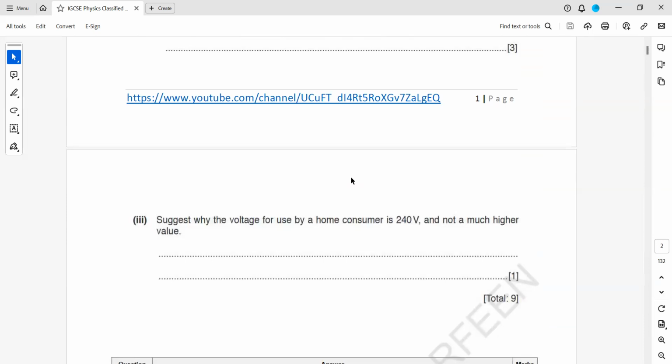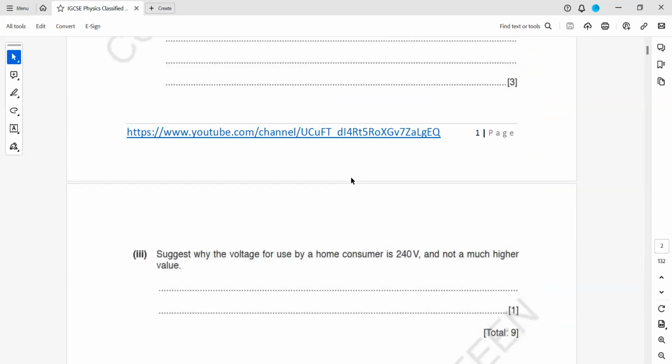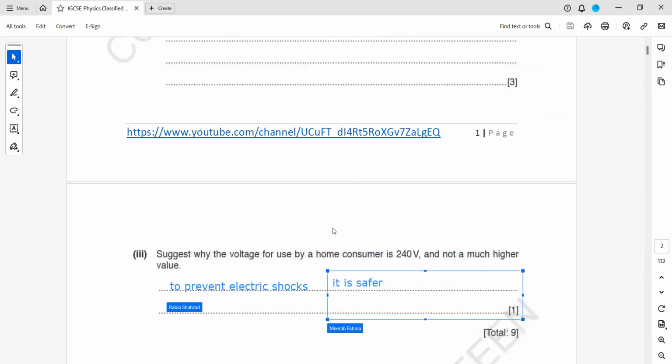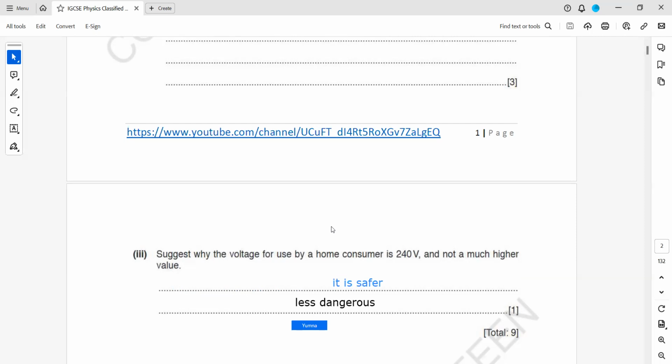Suggest why the voltage for a home consumer is 240, not much higher than that. Why do we have 240 volts, why not a very high voltage? Yeah, 240 is safer, that is right. Electric shock is there in both cases, even with 240 and 400, but the higher one is more dangerous for a consumer. Even if you have a 15 volt or 30 volt supply, a small amount of current is there, so it is less dangerous, or safer.